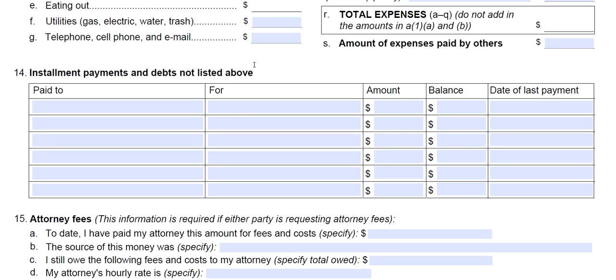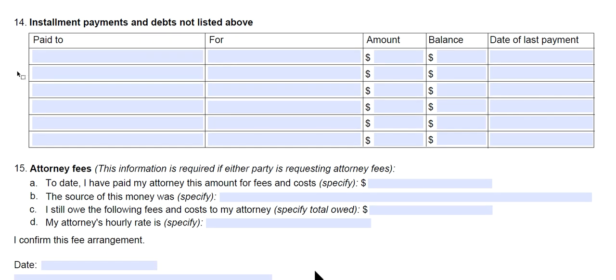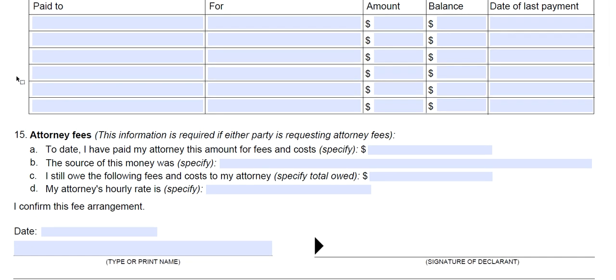Installment payments and debts not listed above, this would be credit cards, or if you are in some sort of car loan, or if you have medical bills that you're paying on installment, write those in here.